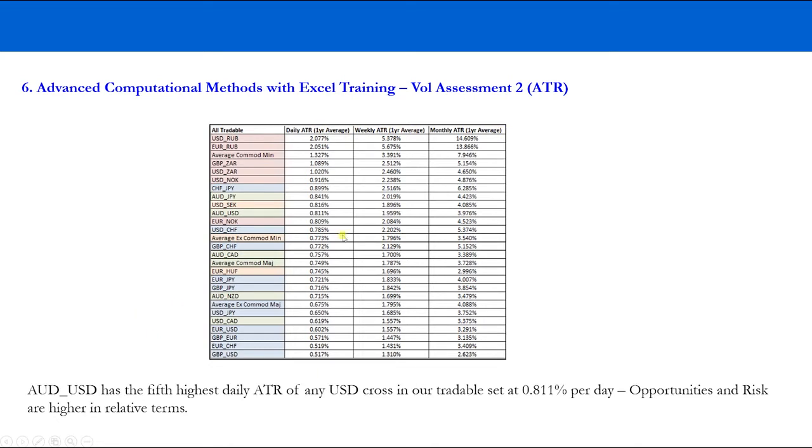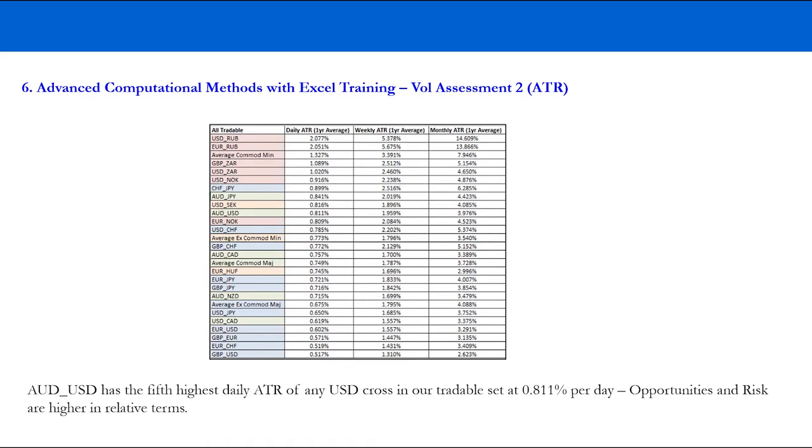And when we sort by daily ATR, we can see that the Aussie dollar, US dollar has the 5th highest daily ATR of any US dollar cross. So if we just zoom in on the US dollar crosses, we see that ranked number 1 is the dollar ruble. We then have the dollar South African rand, dollar Norwegian krona, and dollar Swedish krona. And we have the Aussie dollar, US dollar here. So in terms of dollar crosses, at the moment, it is ranked as number 5 on the volatility scale.